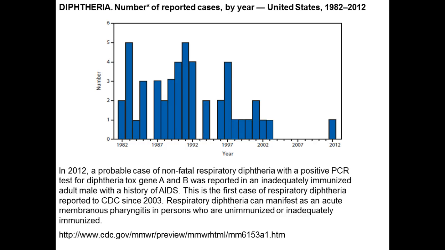And it was reported that there was an inaccurate immunization of the adult male, and the adult male with this condition had a history of AIDS, right? So his immune system was compromised on top of it all. He had acquired immunodeficiency syndrome. So that was that one case in 2012. Other than that, we hadn't seen a case since 2003, thanks to good widespread vaccination and mostly elimination of the pathogen from our environment.